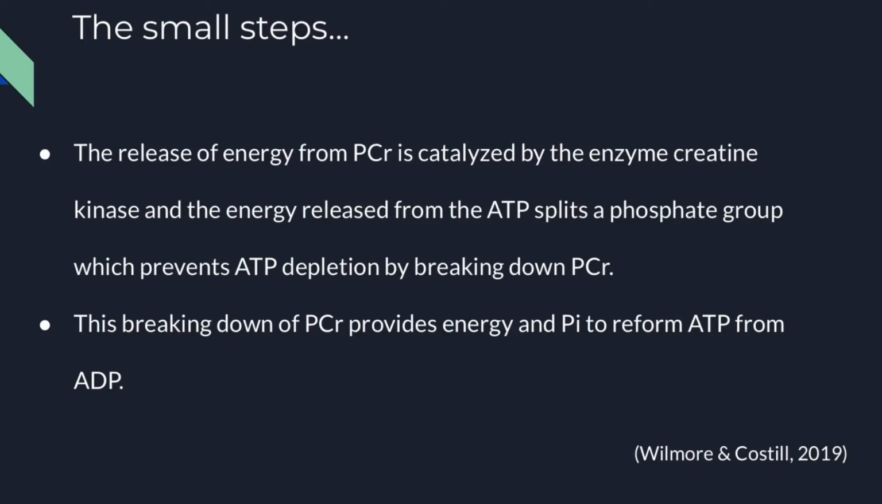The release of energy from PCr is catalyzed by the enzyme creatine kinase, and then the energy released from the ATP splits a phosphate group, which prevents ATP depletion by breaking down PCr. This breaking down of PCr provides energy and Pi to form ATP from ADP, which provides energy.